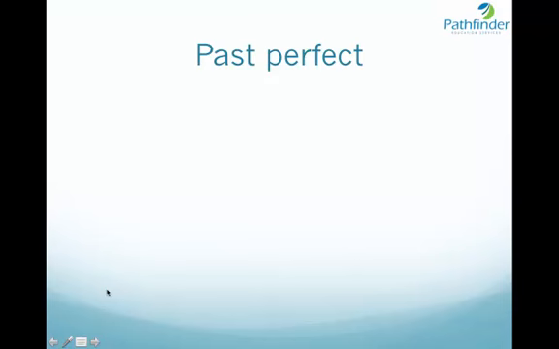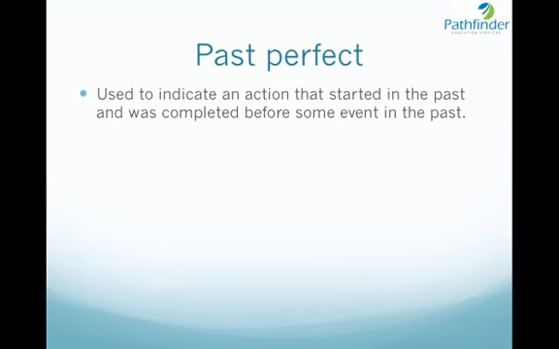Next, we look at past perfect tense. Past perfect tense is used to indicate sequence of events. When there are two actions that took place in the past, and if the sequence is not clear, then we use the past perfect to indicate the action that took place before. So past perfect is used to indicate an action that started in the past and was completed before some event in the past. And therefore I said that it is used to indicate the sequence of two events.